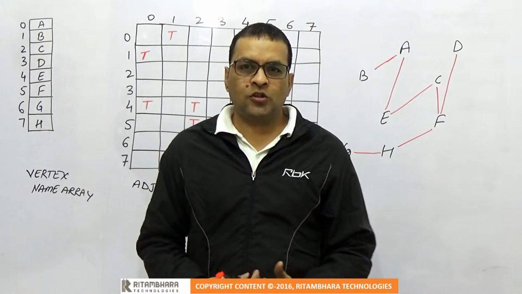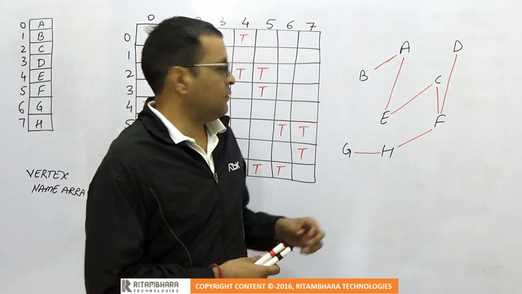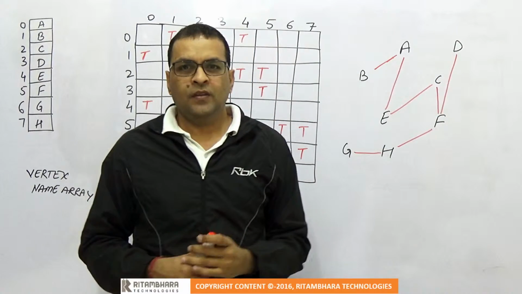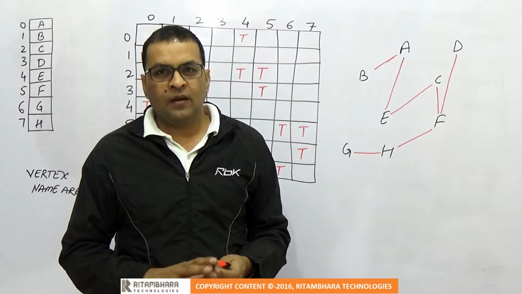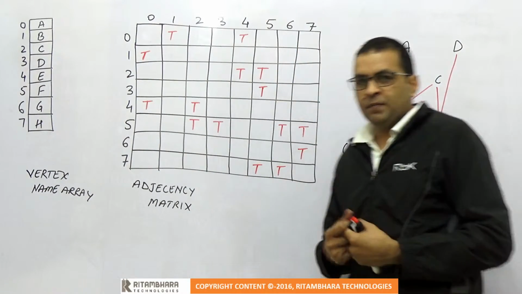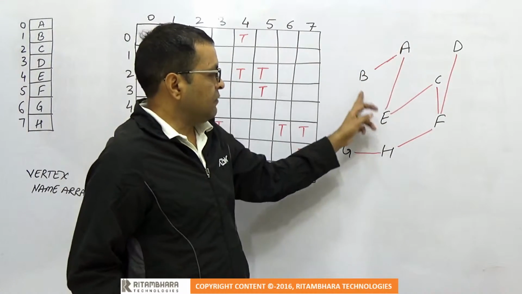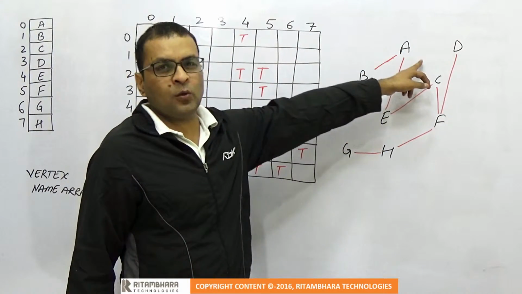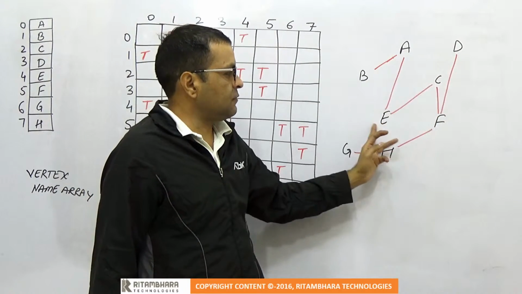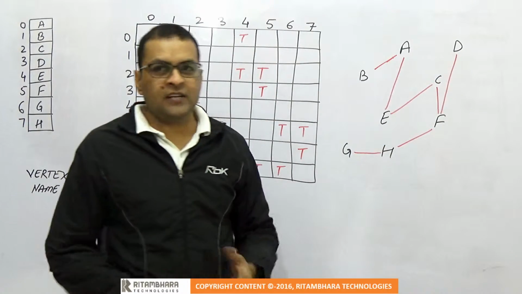So we are taking the same question: Facebook users who are friends. For example, I have users A, B, C, D, E, F, G and H. So there are 8 users, and they are all friends. We have taken a very practical scenario where A is friend with B and E, B is friend with only A, E is friend with A and C, C is friend with A, E and F, F is friend with C, D and H and so on.